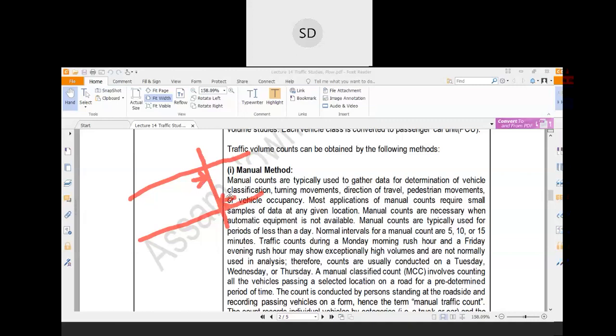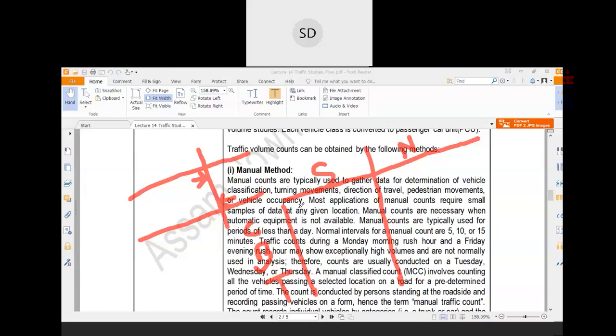So there will be two directions. First we will define the direction. Suppose one is in the southbound direction and another is in the northbound direction. In that case, how will you note it down? On one side, there would be different vehicle classes like car, bus, two-wheelers, like that. And in another column, you simply mark the number of vehicles you observed over there.